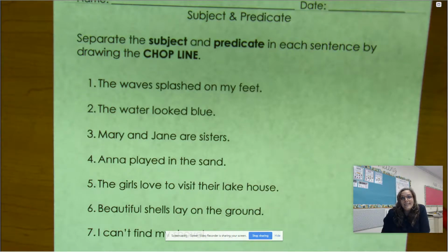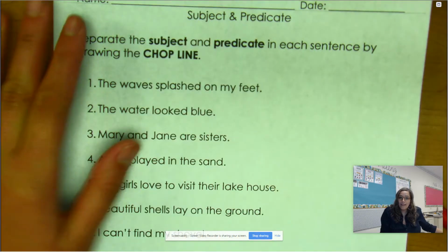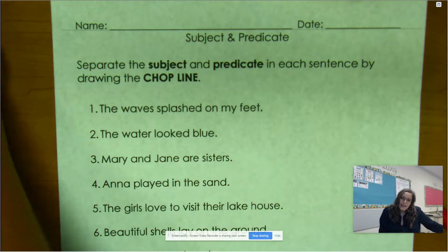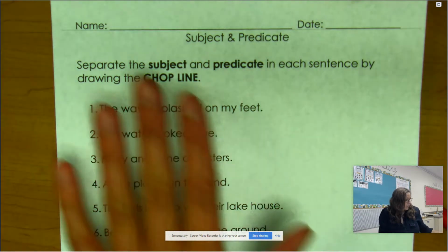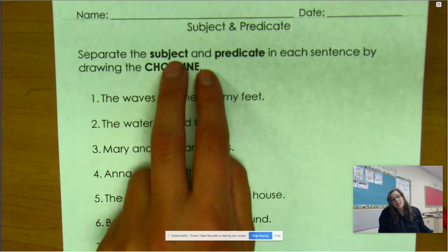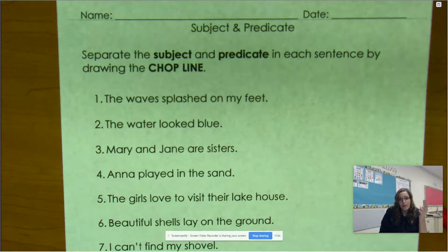All right, guys, so we're going to talk a little bit more about subject and predicate this week, and we're going to start with just a little bit of review. If you remember from our lessons a couple weeks ago, a subject is the who or the what that's going on in the sentence, like who or what is that sentence about. And the predicate is what's happening to that who or that what, that person or that thing, like what's happening to it or what is it doing.